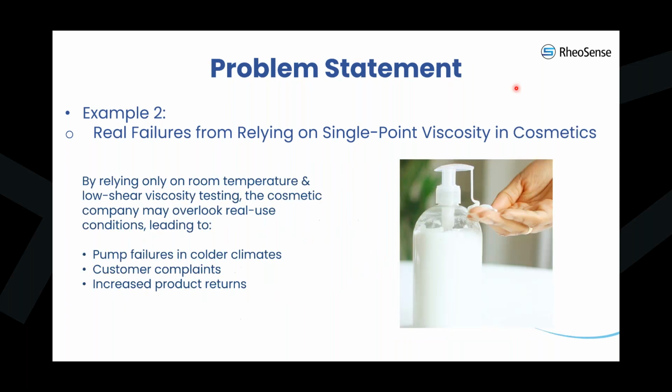Okay, so now let's look at another real-world example, this time from the personal care industry. A company developed a new moisturizing lotion, and during product testing, they measured viscosity at just one condition: room temperature and low shear rate. The goal was to make sure that the lotion felt rich and creamy when applied, and the numbers looked good under those conditions. But once the product reached customers, especially in colder climates, a big problem showed up. The lotion became too thick to pump out of the bottle.